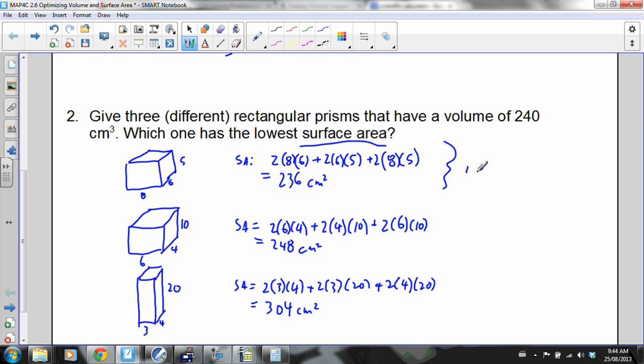And so, which one has the lowest surface area? This one. And what's special about that is it's almost as equal length as width as height. These measurements are close to the same. It's closest to the cube, right? It's not a cube, but I'm going to call it cube-ish. And in fact, that's what we're after today, the best shape.